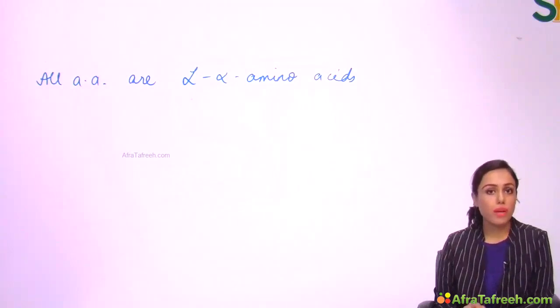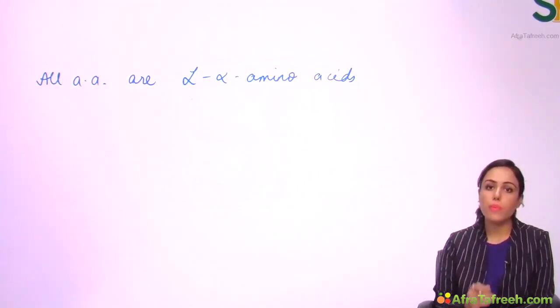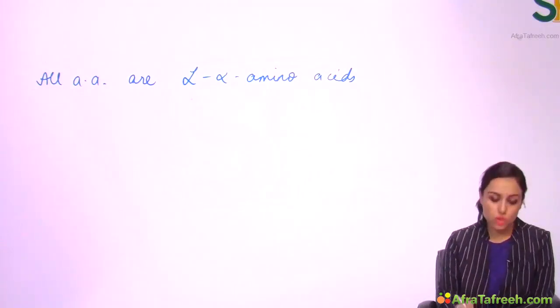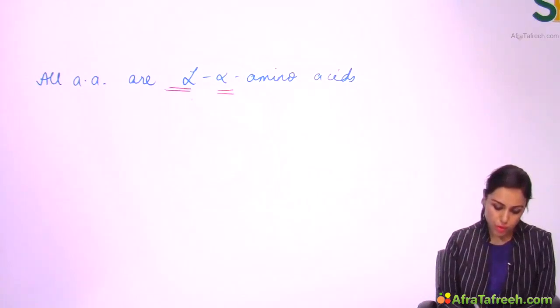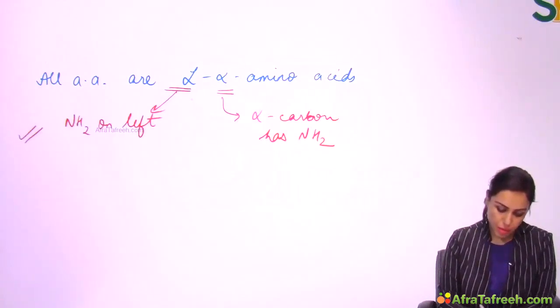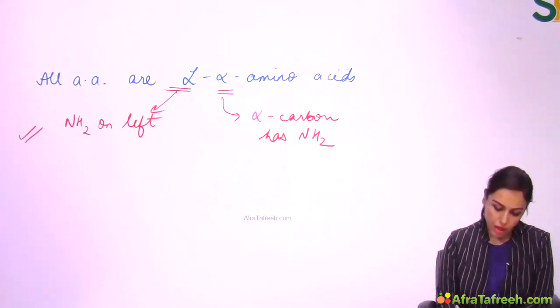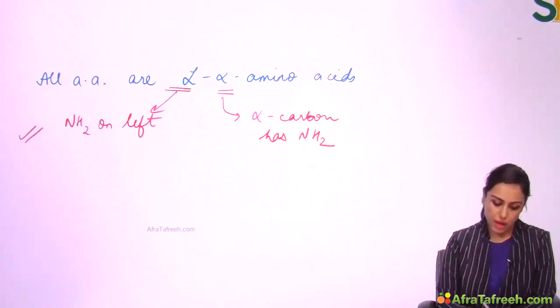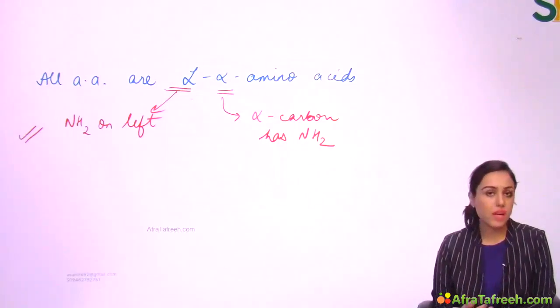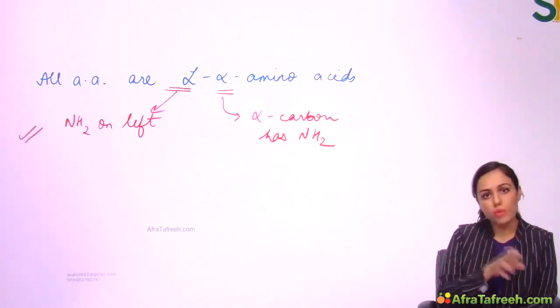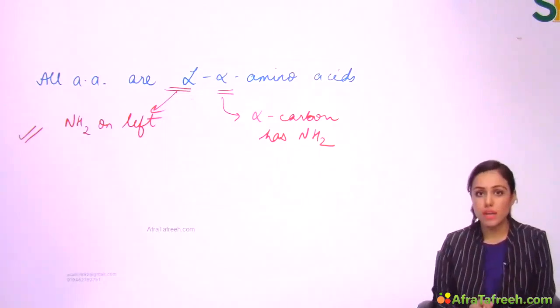Now let's understand what is the meaning of L, what is the meaning of alpha. Here in case of amino acid, the special group is amino group. So everything is in relation to amino group. L means amino group is on left hand side, capital L means left. And alpha means alpha carbon has amino group. When we say L, the amino group is on left hand side, this we have understood, that amino group is present on left hand side in the structure.